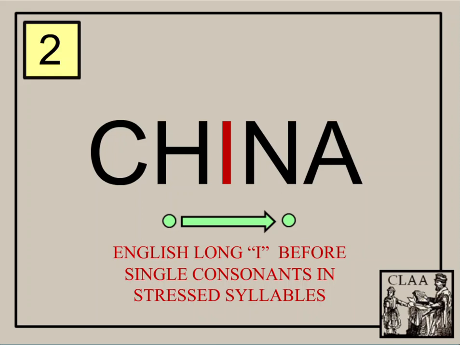We read the English letter I with the long I sound when the letter comes before a single consonant in a stressed syllable. You can see here that after the letter I is a single consonant, the letter N. You can also hear when we read the word that the first syllable is stressed. China, China.